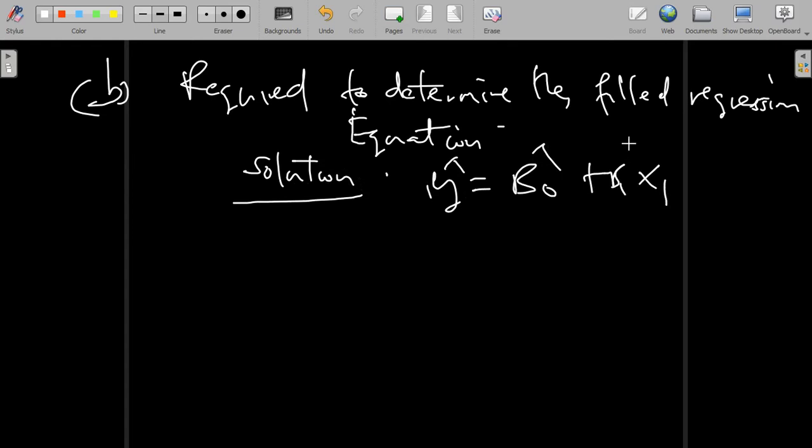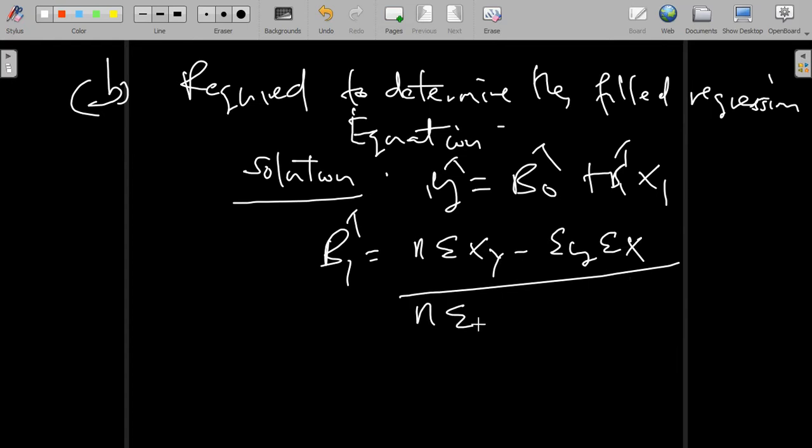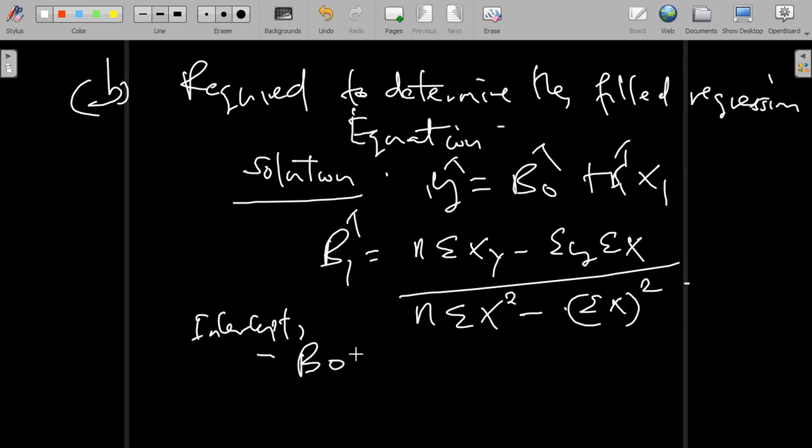We take our y estimated is equal to beta naught estimated plus beta 1 estimated x1. So our beta 1 is equal to summation of xy minus summation of y over summation of x, divided by the number of observations times summation of x squared minus summation of x raised to the power of 2.